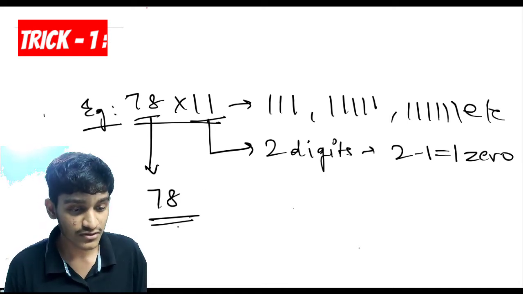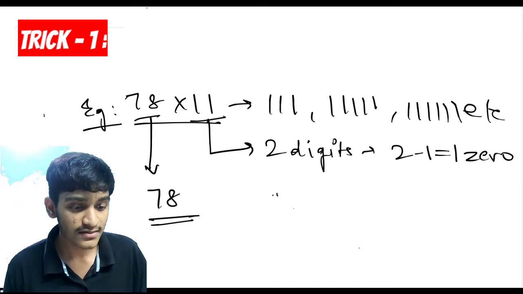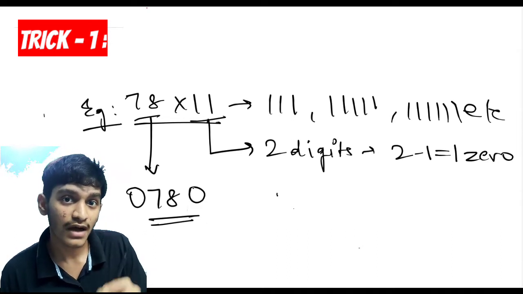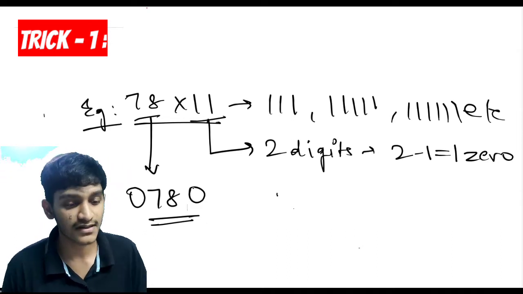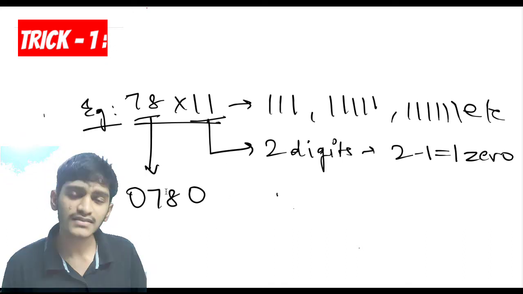So this is 78, which was the original number that I was taking. Now you have to add a 0 on this side as well as this side. So before the number 78 you have to add a 0, and after the number 78 you also have to add a 0. This was the first step, to add zeros. Now what is the second step?